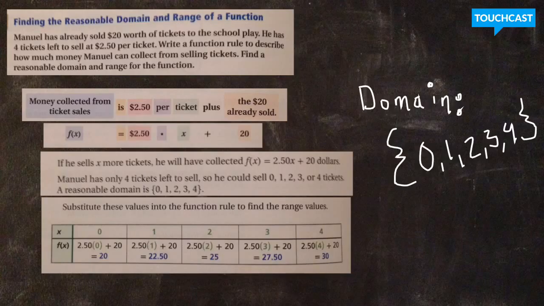If he sells 2 more tickets, he could make a total of $25. 3 more tickets, he could make $27.50. And finally, if he sells 4 tickets, he could make a total of $30 for the school. So a reasonable range for this situation could be written as 20, 22.50, 25, 27.50, and $30 in a list.